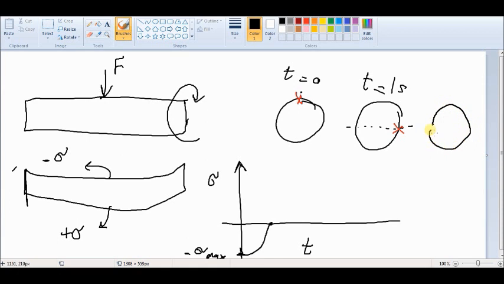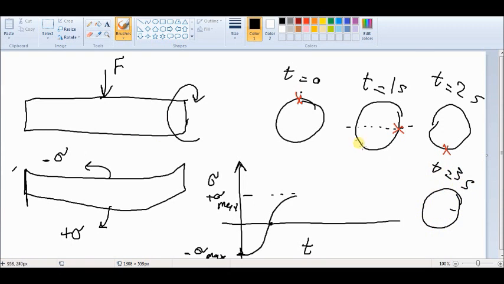At the next step, the point will move down. Maybe I call it t equal to 2. That means the point will be located at the bottom of the shaft, where we have tension or positive stress. So it will come here, which is the positive or maximum stress, at, let's say, t equal to 3 seconds.